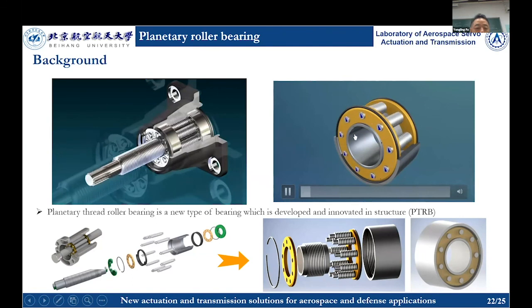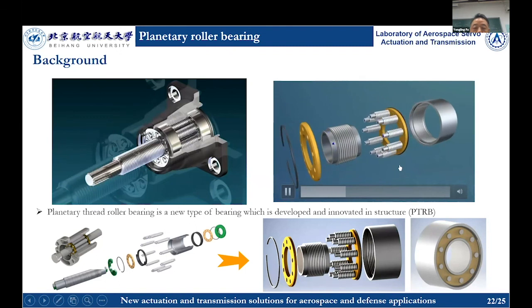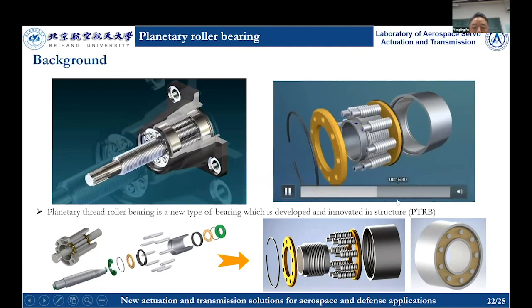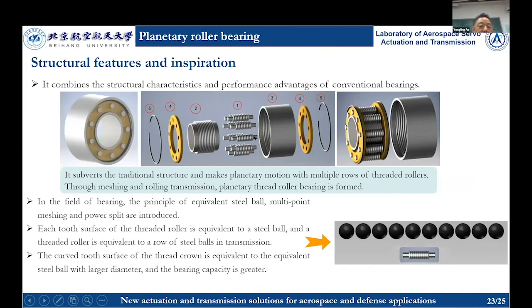And the planetary thread roller bearing like this, no displacement again. Its features and inspiration is this. It subverts the traditional structure and makes planetary motion with multiple rows of threaded rollers. Through measuring and rolling transmission, planetary thread roller bearing is formed.